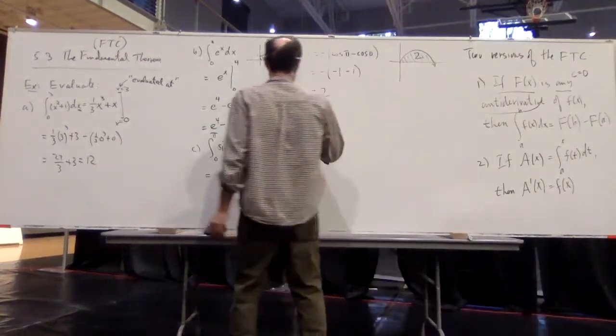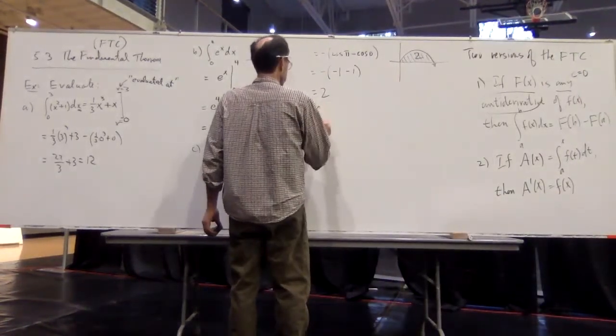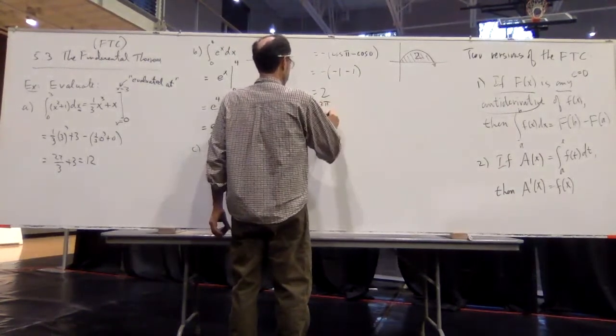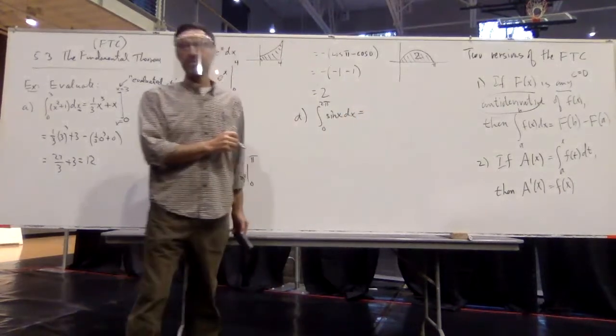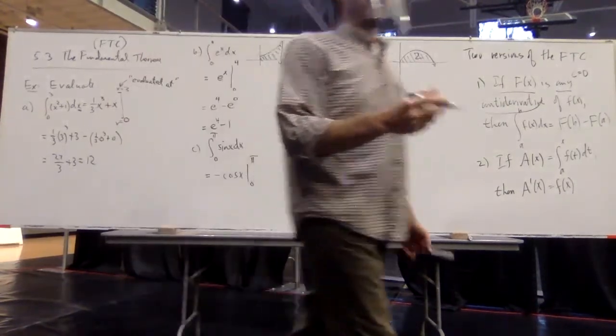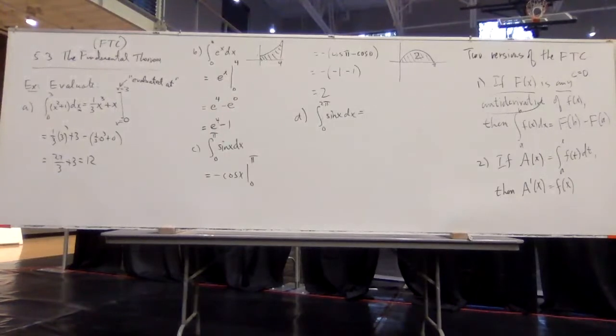Part D, the integral from 0 to 2 pi. Can you tell me the value of this without calculating? Matthew said 0. Can you explain that to us? The sine function dips down below the x-axis. We know the integral is not the area but the net area.